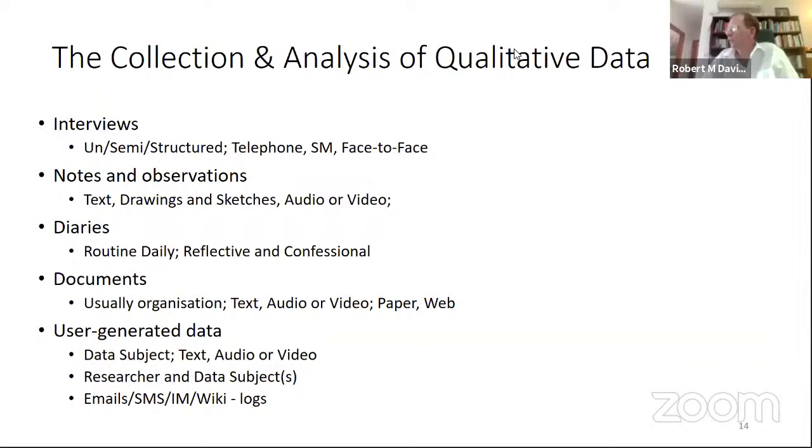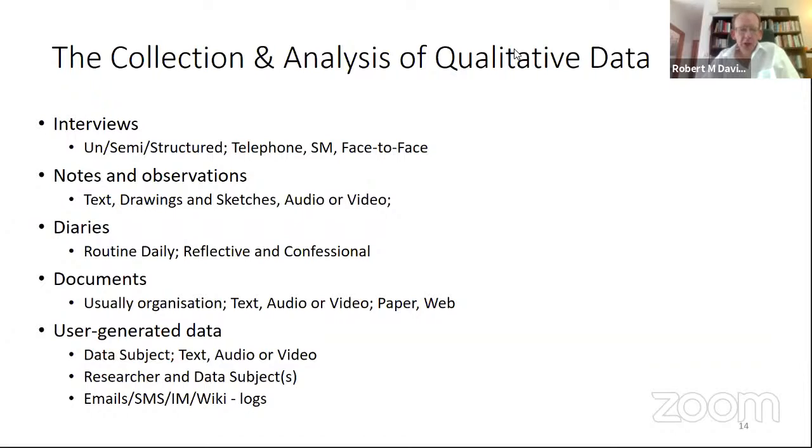Okay, let me answer this one first. The number of respondents depends on the number of constructs in the model. If you have a relatively simple model, you can probably have less data. If you have a very complex model, you're going to have to collect more data from more people.